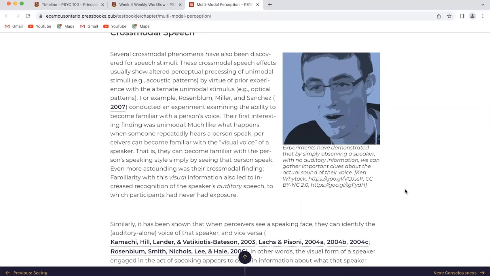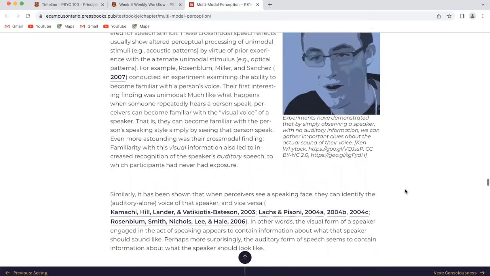Much like what happens when someone repeatedly hears a person speak, perceivers can become familiar with the visual voice of a speaker. That is, they can become familiar with the person's speaking style simply by seeing that person speak. Even more outstanding was their cross-modal finding. Familiarity with this visual information also led to increased recognition of the speaker's auditory speech, to which participants had never had exposure.